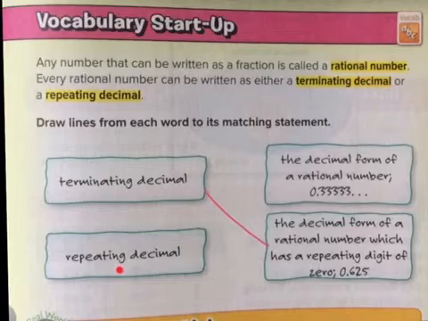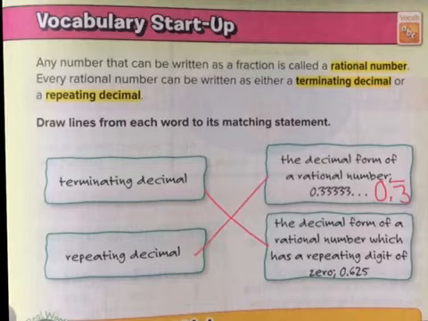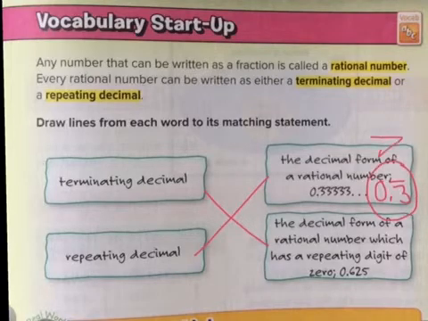And then, what is a repeating decimal? The decimal form of a rational number such as 0.333, and then you see the dot, that dot means it's going to repeat infinitely. So we write it as so with a bar notation. Go ahead and match. Please write this 0.3 bar notation there as a key answer.